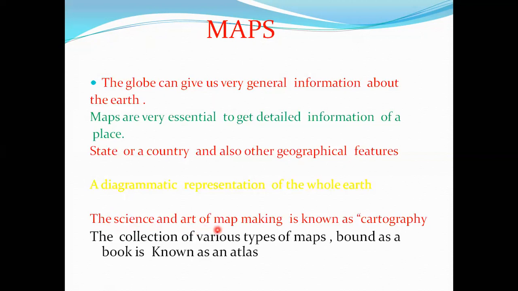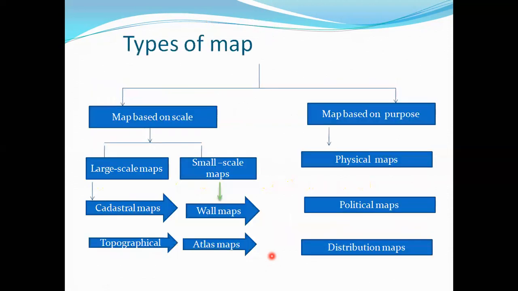And the science and art of map making is known as cartography. What do you mean by cartography? The science and art of map making is known as cartography. The collection of various types of maps bound as a book is known as an atlas. Children, what do you mean by atlas? An atlas is nothing but a book of maps.